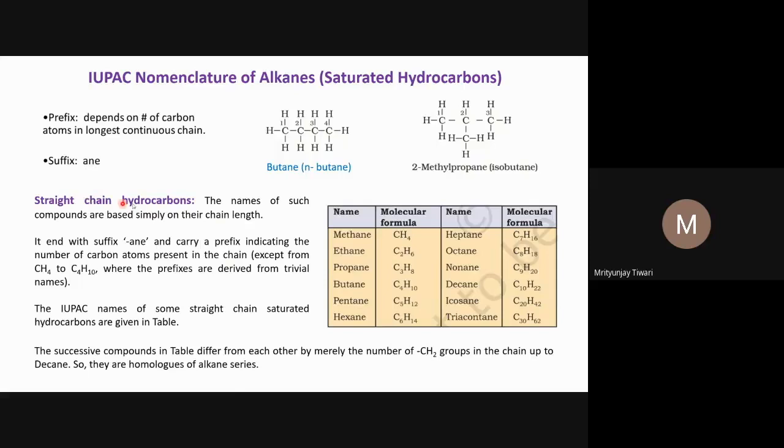So what we see, the straight chain hydrocarbons, the names of such compounds are based simply on their chain length, and chain length means the longest continuous chain. So if there are four carbon atoms in the chain, this compound is but for four, and ane because this compound is saturated. So this will become butane, and the common name is n-butane.